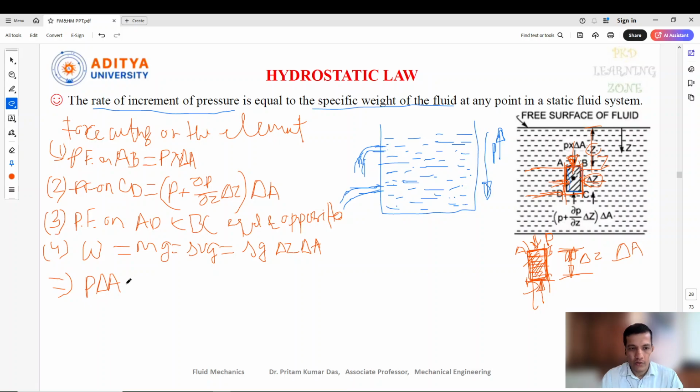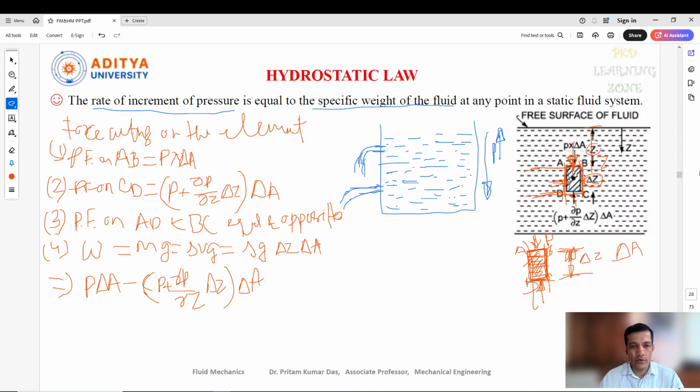Okay, so that will be surface CD, so that will be in the reverse direction, that means the vertically upward direction, so that will be minus of bracket start P plus ∂P by ∂Z into delta Z into bracket complete delta A. So this is the force which is acting in the vertically upward direction. Now these two forces are completed.